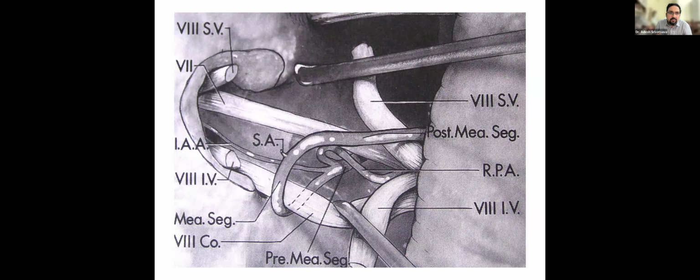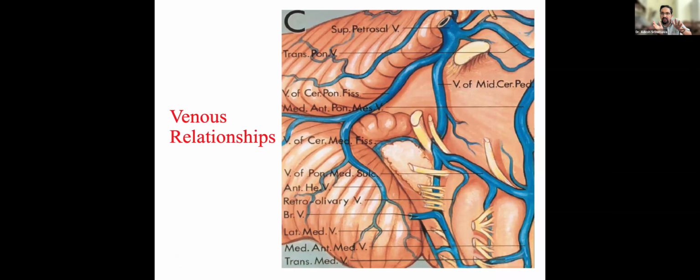I think I'll skip these. Again, about the venous relationships, the veins on the brainstem are basically in 4 groups: the pontomedullary, the cerebellomedullary fissure vein, the middle cerebellar peduncle vein, and the cerebellopontine fissure veins. And most of these 4 groups of veins join together and reach the superior petrosal sinus above.